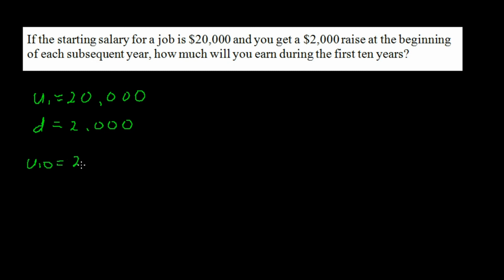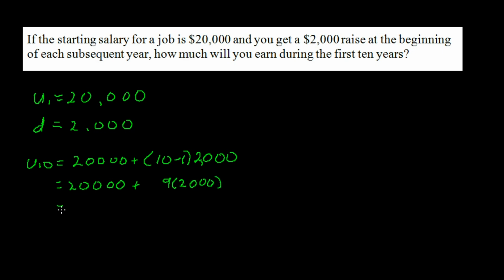And that's the first term plus 10 minus 1 times your common difference. So we have 20,000 plus 9 times 2,000, which is 20,000 plus 18,000, which is 38,000. So after 10 years, you're going to be making $38,000.